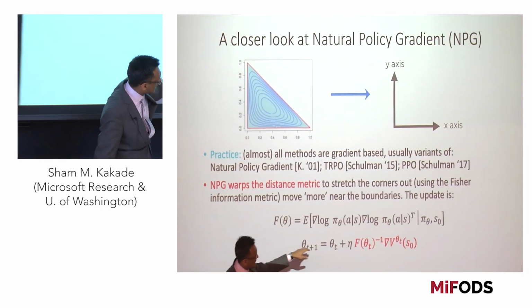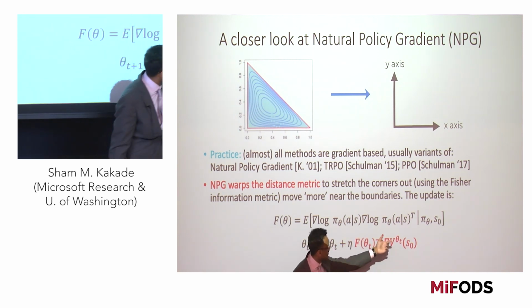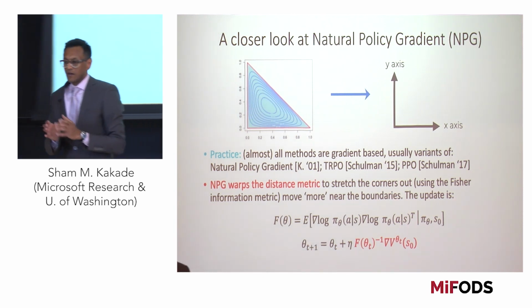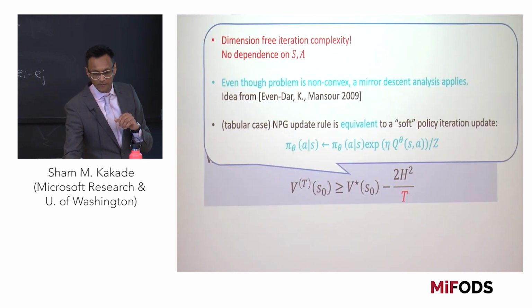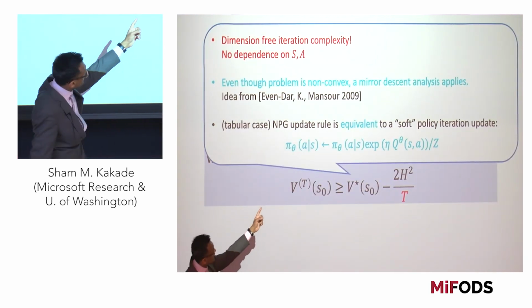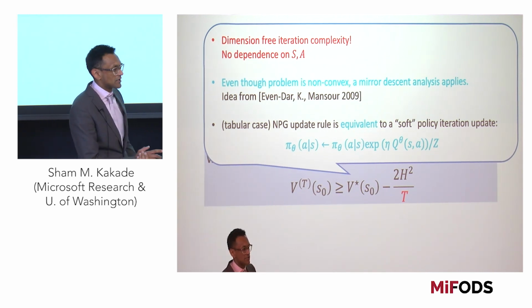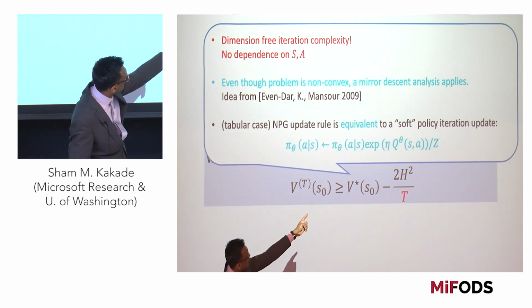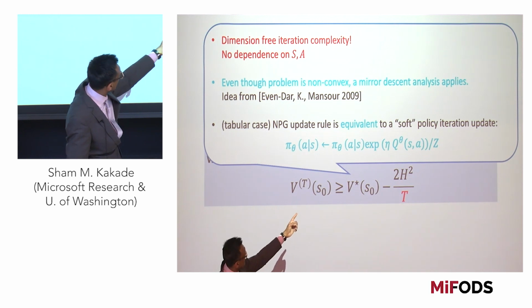Now we're going to plug in the softmax policy parameterization into this update rule. So we take the gradient, and then we do this inverse. And we're going to look at what happens to our policy in the case where the parameterization is the softmax. It turns out the update rule is like a soft version of policy iteration.